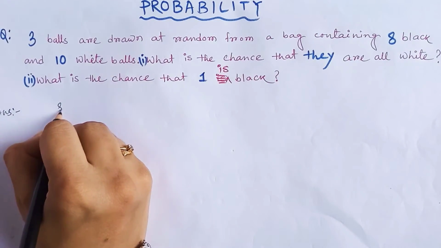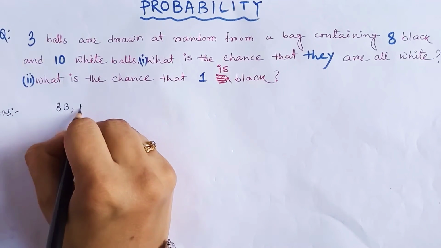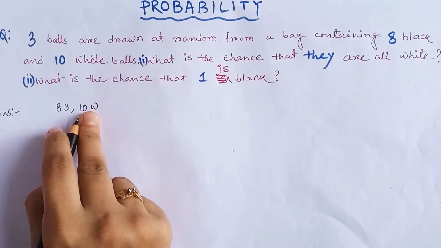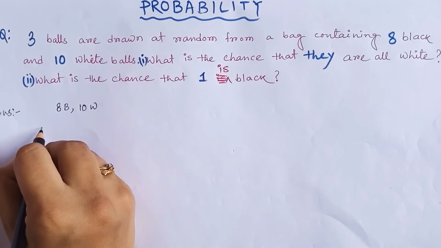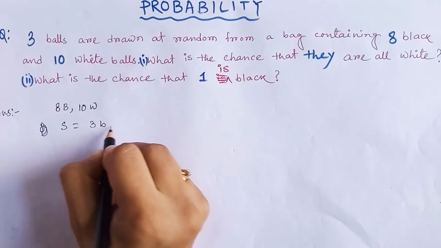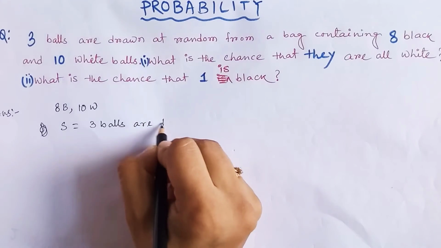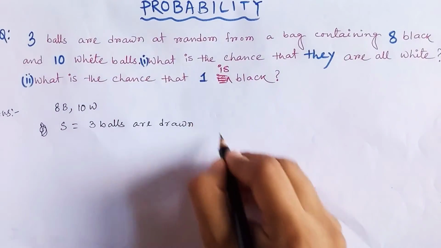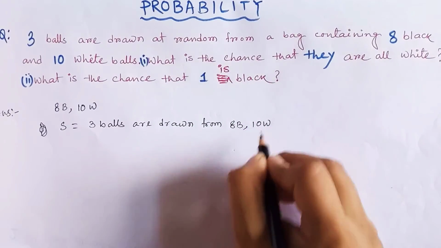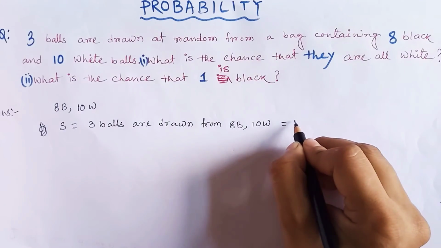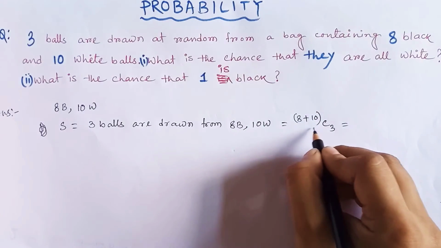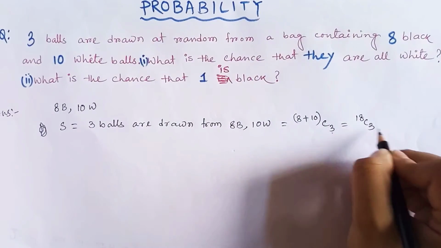So we are writing 8 black balls as 8B and 10 white balls as 10W. So the total is 8 black and 10 white balls. Here, A is equal to 3 balls are drawn. Drawn means selecting from 8 black and 10 white. Out of 8 plus 10 we are selecting 3, that means 8 plus 10 C3, that means 18C3.